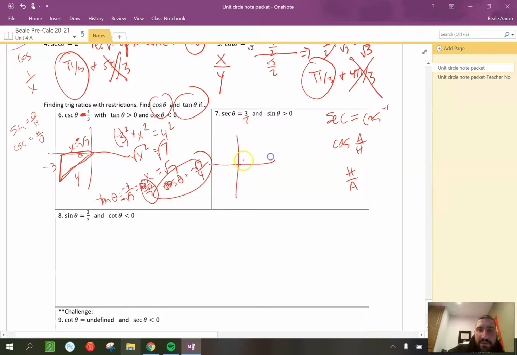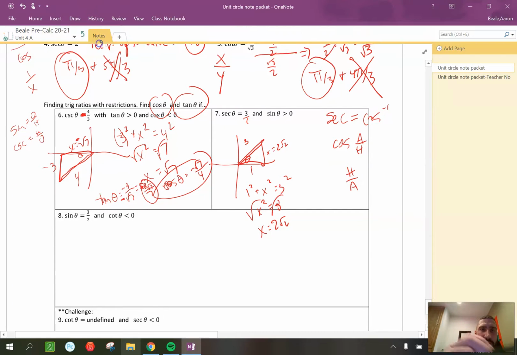We're going to say it's in the first quadrant. Here's theta. Secant is hypotenuse over adjacent. So this has to be our x here. So we're going to do 1 squared plus x squared equals 3 squared. And x squared equals 8. Square root it. X equals, there's a 4 into 2 root 2. Okay, so we have that. Now we can answer the questions.